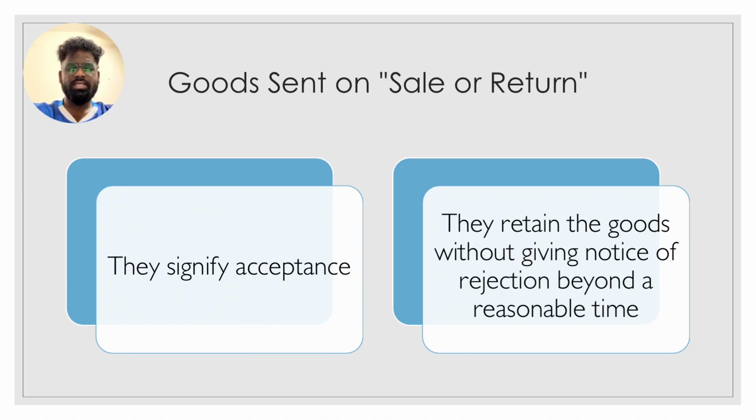Goods sent on sale or return. When goods are sent on a sale or return basis, the buyer has the option to buy or send them back. They become the buyer's property in two main ways: they tell the seller they formally accept the goods, or they keep the goods for a time beyond what is considered reasonable without notifying the seller of a rejection.